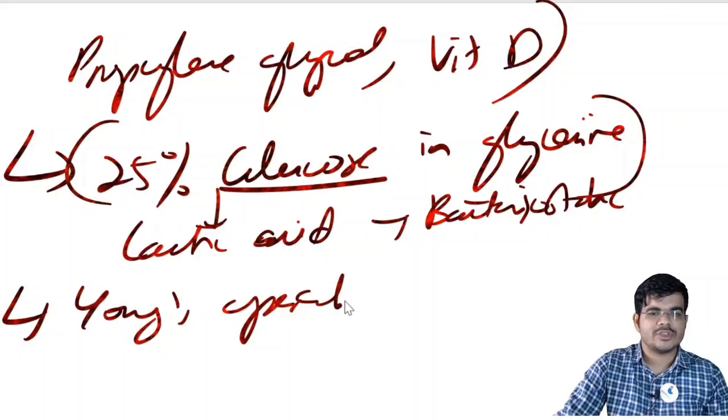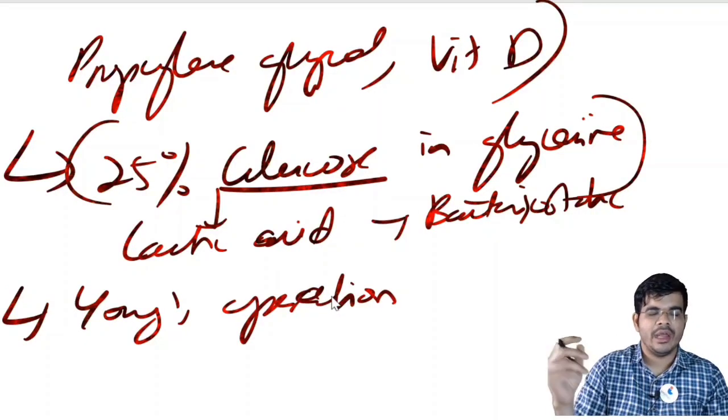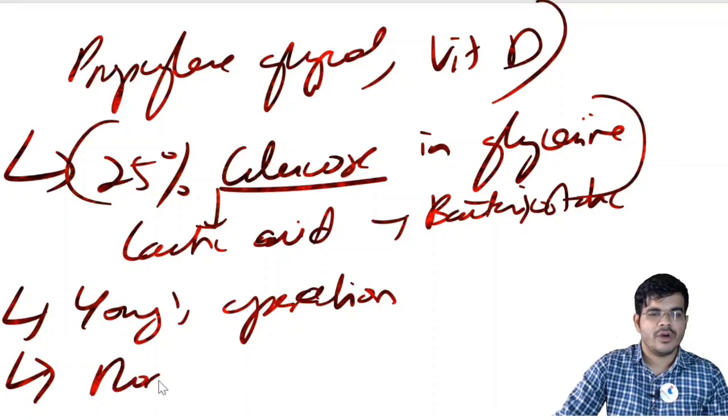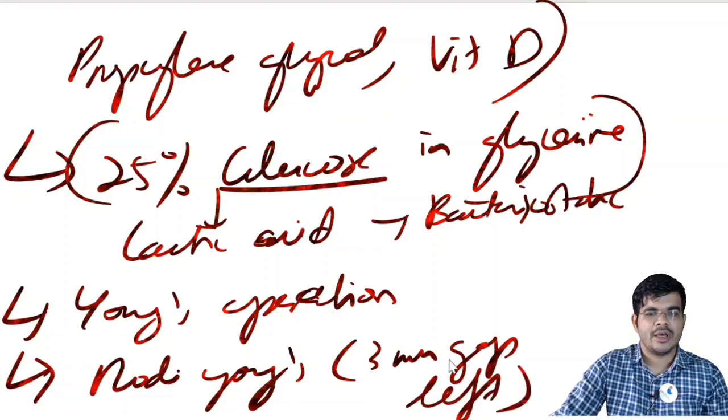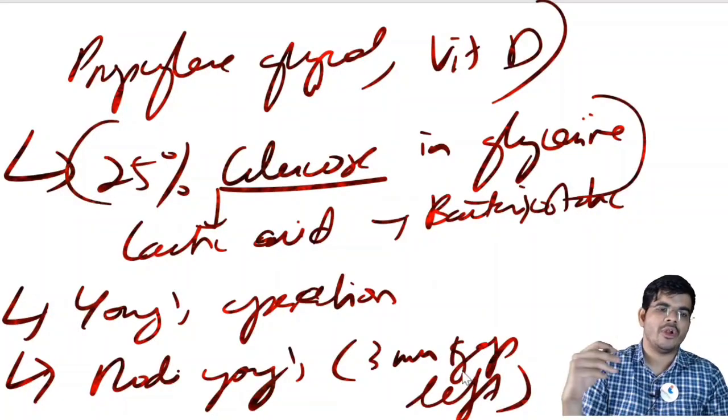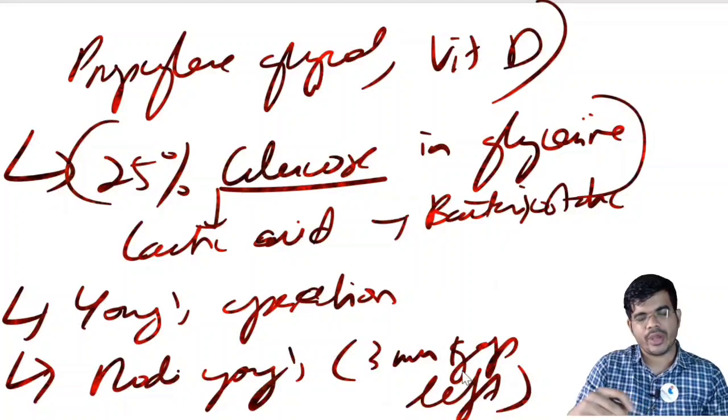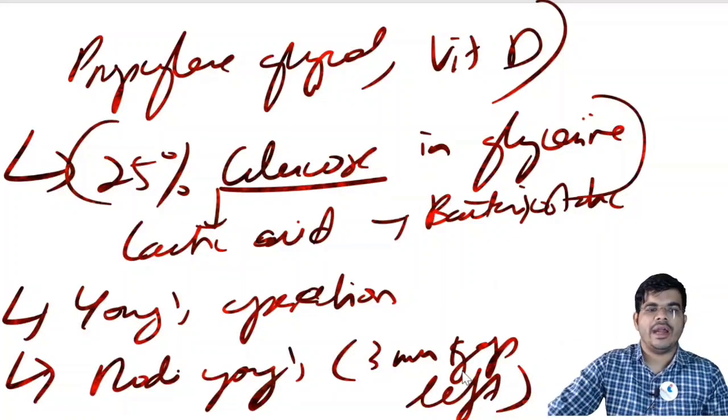Okay, Young's operation. For that, what you are doing is you are closing the nasal cavity by taking nasal mucosa from all around, and it is closed. Nowadays, modified Young's operation is done, where about 3 millimeter gap is left. These are the surgeries that are done for atrophic rhinitis. Okay, so that's all about atrophic rhinitis.